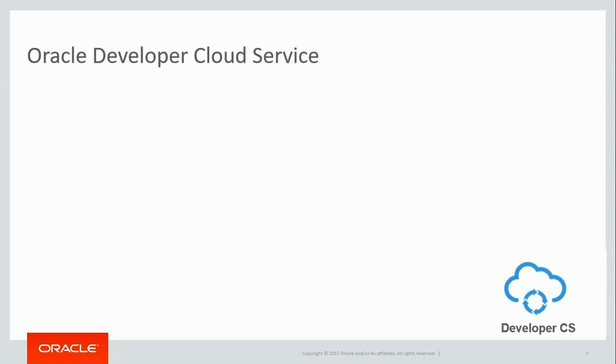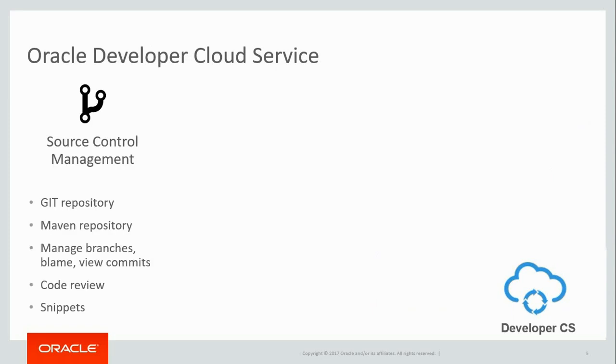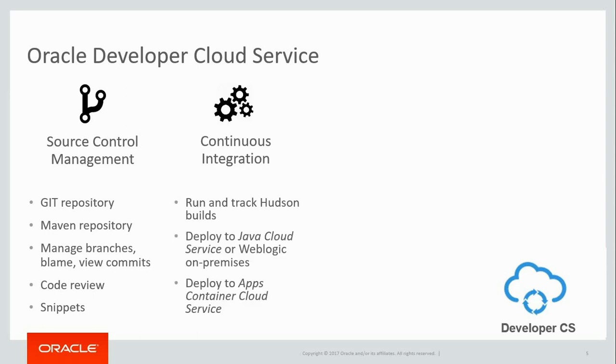So Oracle Cloud Service works basically on four fundamental pillars. The pillar of source control management with its own Git repository, its own Maven repository, all the features you would expect from this type of tool. Of course, it's a private Git repository. The second pillar is continuous integration and the possibility of running your Hudson builds or connecting with an external Jenkins server, deploying against WebLogic on cloud, on premise, or against containers.